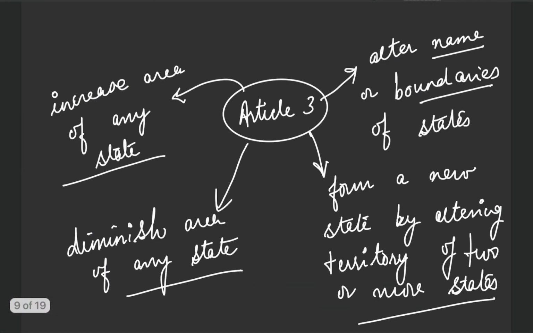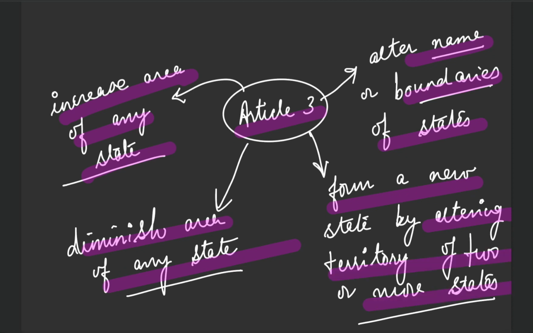Also, let's see what are the main components, what are the main impacts of Article 3. So firstly, Article 3 allows for increasing the area of any state. It also diminishes the area of any state, for example, of Jammu and Kashmir in very recent history. Then it can alter the name or the boundaries of the states. For example, we can talk about Madhya Pradesh, and it forms a new state by altering territory of 2 or more states. So 2 or more states can be included in that, or maybe some parts of different states. So all this comes under the ambit of Article 3 of the Indian Constitution.